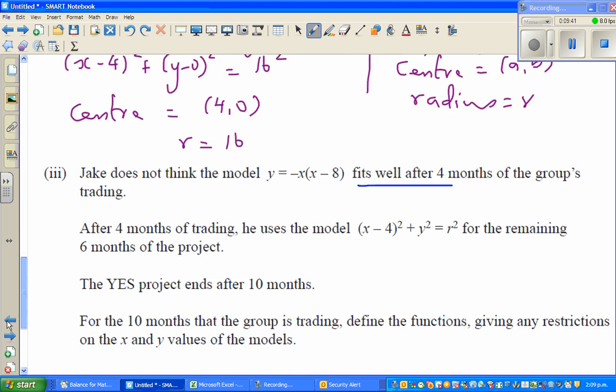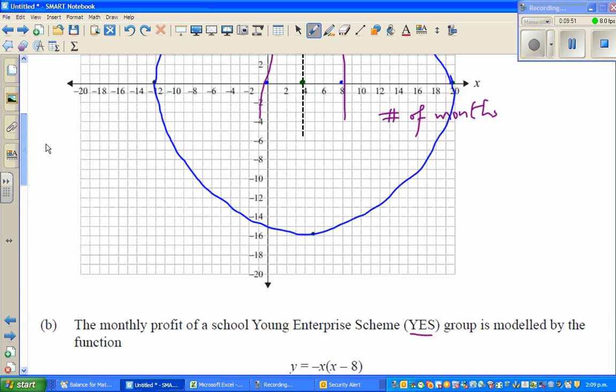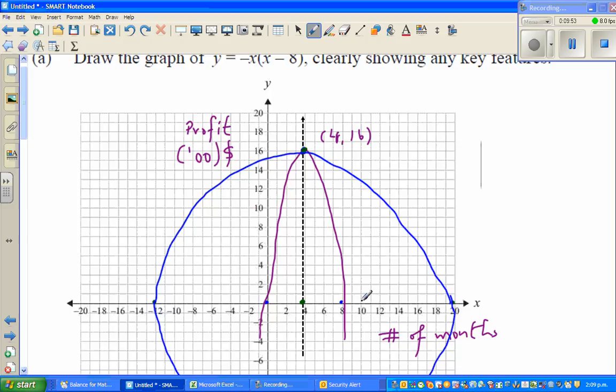Okay, so let's read further. After 4 months of trading, he uses the model of the circle for the remaining 6 months. So what he is saying is, for the remaining 6 months, in the 10th month, this is the branch we are talking about. So let me use this. From here, this is coming somewhere here. So what he's saying is this models his business much better. So let me use a different color. This branch or this circle models their business much better than this branch of the parabola.